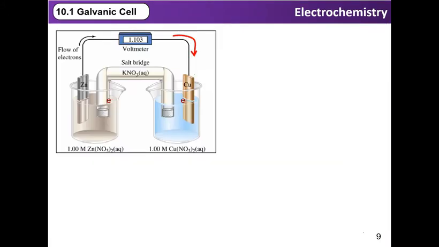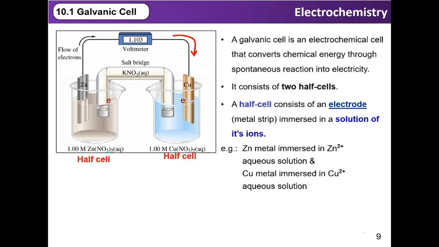Okay, this is the diagram for the galvanic cell. Okay, now kita tengok macam mana proses galvanic cell ni berlaku. Okay, galvanic cell is an electrochemical cell that converts chemical energy through spontaneous reaction into electricity. It consists of two half cells. Okay, two half cell yang ni dan juga yang ni.